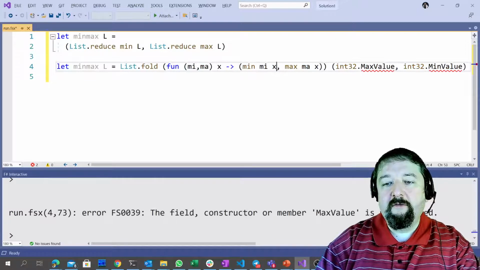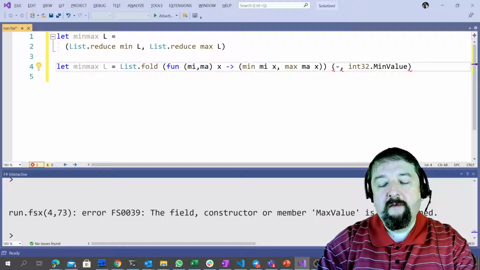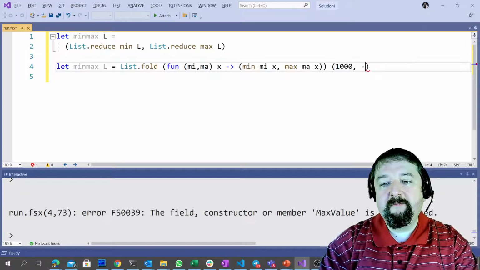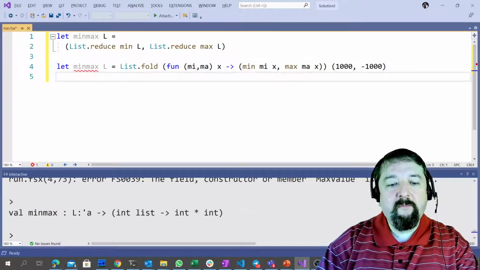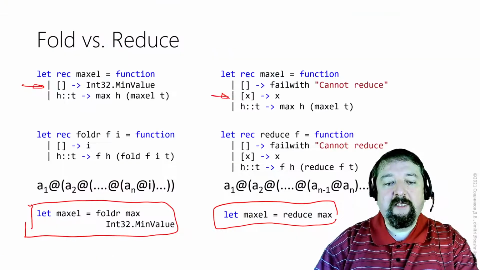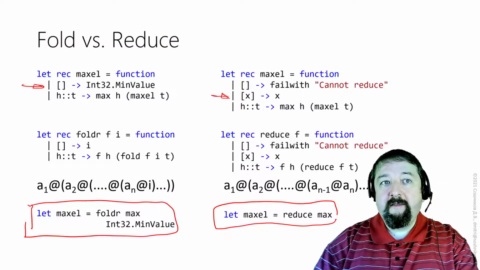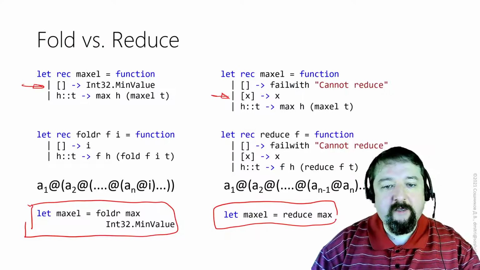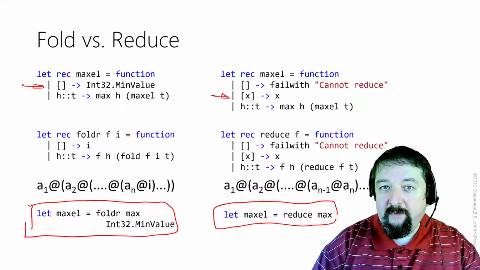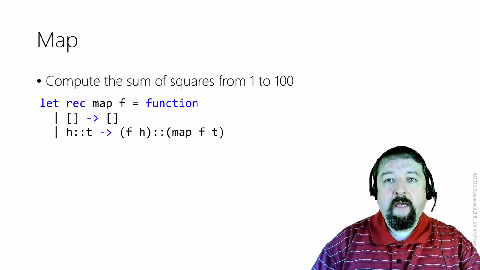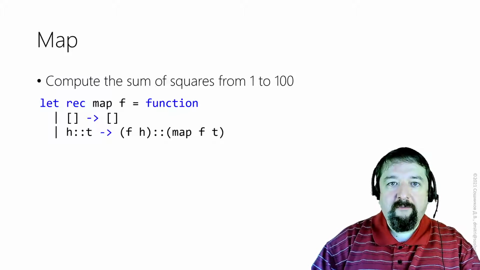Okay, I probably need to dig and find the right way to define that, but we can say this equals 1000 and this equals minus 1000, for example. And this is much more effective because it does just one pass through the list. So the interesting thing is that the accumulator in the fold function can be anything. It doesn't have to be a simple value. It doesn't have to be the same type as the elements of the list, and it doesn't have to be simple at all.